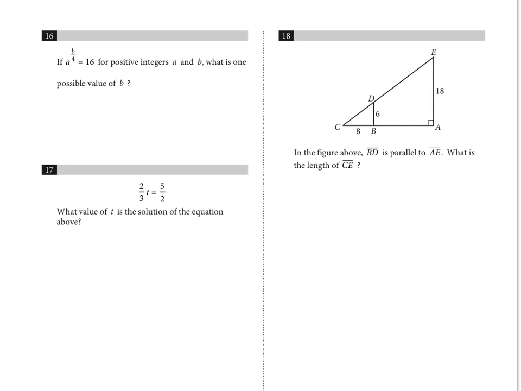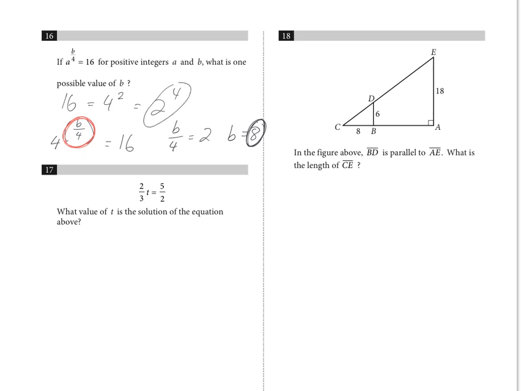Question 16. If A to the power of B over 4 is equal to 16 for positive integers A and B, what is one possible value of B? Well, you should know that 16 is 4 squared, but it's also 2 to the 4th. So if we choose A equal to 4, then we would have 4 to the power of B over 4, and that would need to equal 16. And that means that this power needs to be equal to 2. So B over 4 would have to equal 2. That means that B could equal 8. So you can grid in 8.